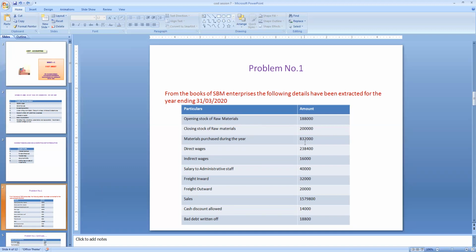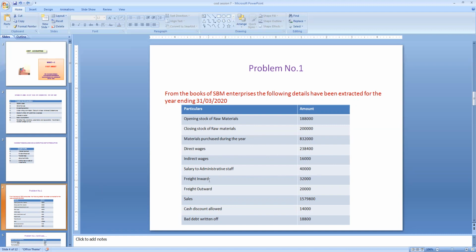That is 8,32,000. And next is direct wages, 2,38,400. As it is a prime cost item, it has to be shown after direct materials. Next, indirect wages belong to the factory overhead, that is 16,000. Salary to the administrative staff, as it is an administration overhead, that is 40,000, has to be shown.